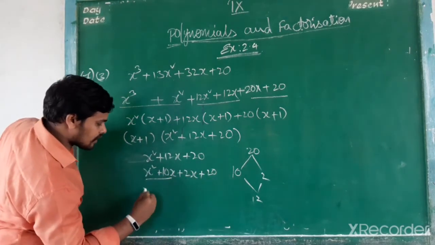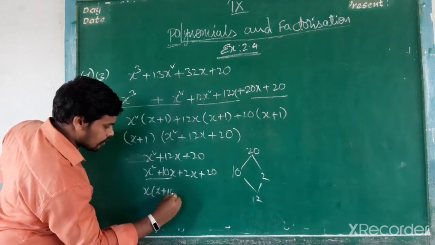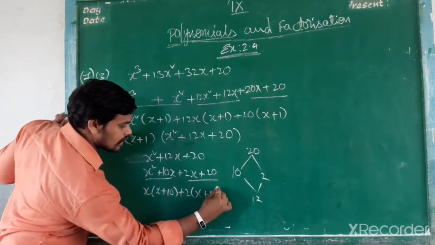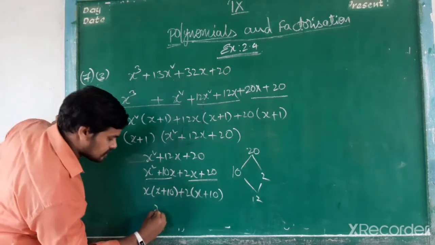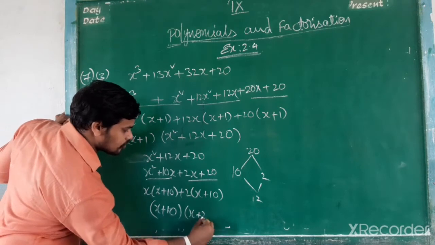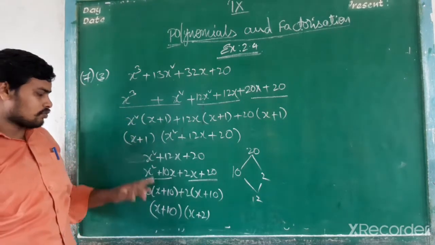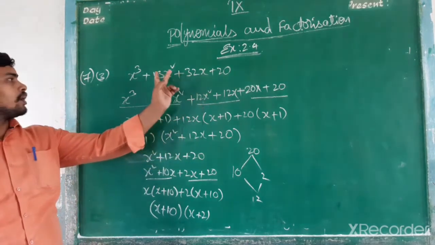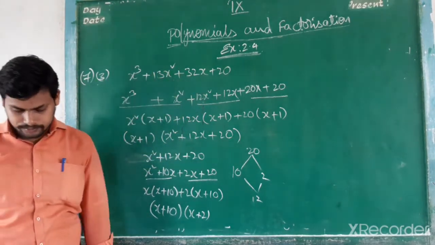What is the common factor here? x. Here common factor is 2. So x plus 10. Now again the common factor is x plus 10. So write down x plus 2. Here x plus 1, x plus 10 and x plus 2 are the factors of this cubic polynomial.